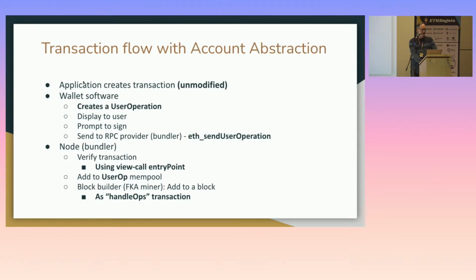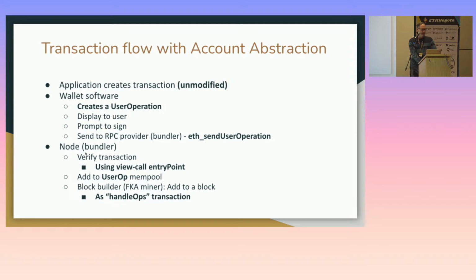If we look at the transaction, the way we see it is an application, how we add account abstraction, how applications start to interact with it. So an application is probably unmodified. It uses a wallet, it will continue to use a wallet. The wallet will be modified, of course. Instead of creating a transaction, it will create a user operation and display to the user with the added fields, ask the user to sign it, and eventually send it to the node through a different RPC call, the send user operation.